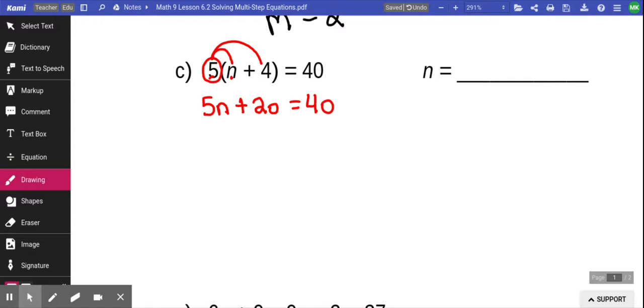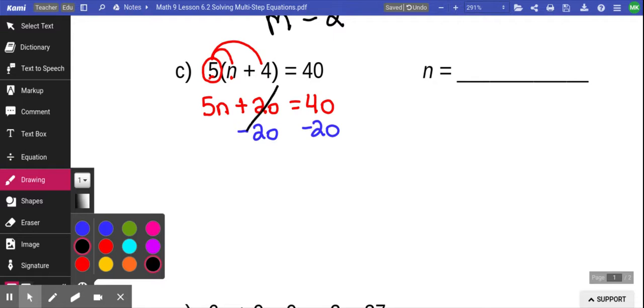And now that I've gotten rid of the brackets, I can start to solve. I want to get n by itself this time. So to get n by itself, I need to move the plus 20 first. So I'm going to subtract 20 from both sides. After I do something, I reorganize. So on the left side, I have 5n still. Equals 40 minus 20 is 20.